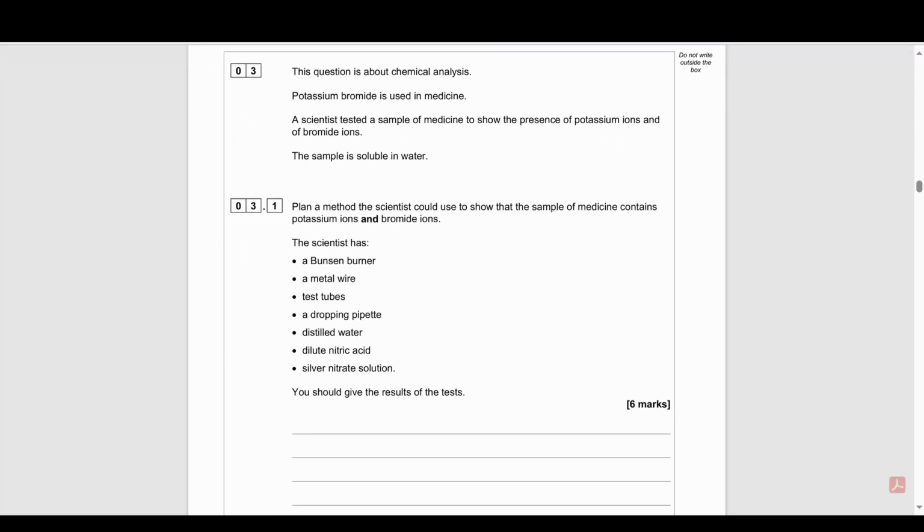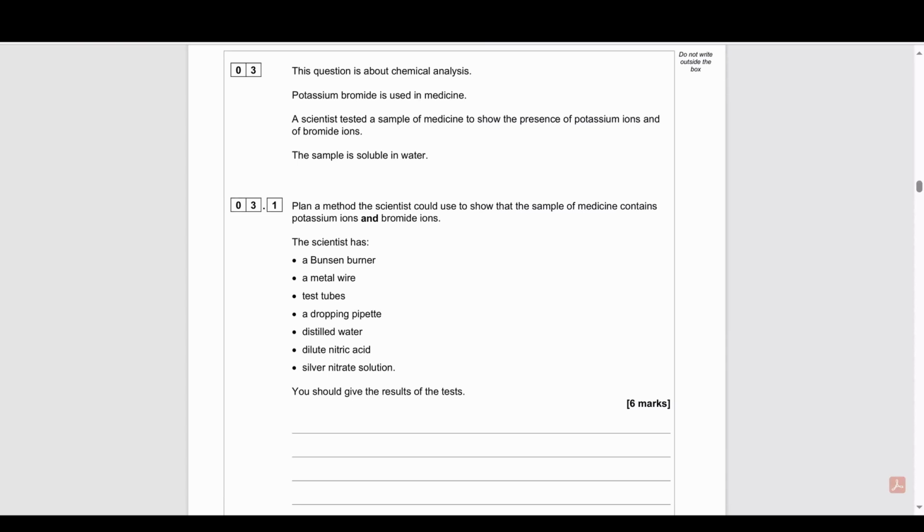Question 3. This question is about chemical analysis. Potassium bromide is used in medicine. A scientist tested a sample of medicine to show the presence of potassium ions and of bromide ions. The sample is soluble in water. 3.1. Plan a method the scientist could use to show the sample of medicine contains potassium ions and bromide ions.